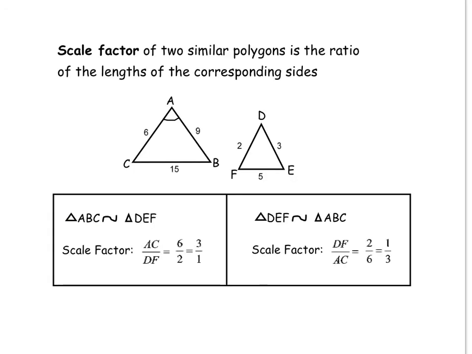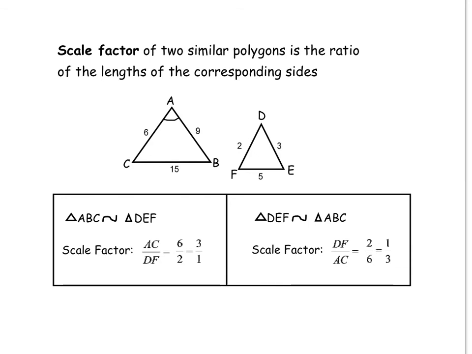Okay, scale factor we've already talked about is the ratio of the corresponding sides of similar figures. Okay, and again, the scale factor can go either way. You just got to make sure you're either going big to small or small to big. So we can see, like in this case right here, 15 and 5, these are the corresponding sides. So the scale factor of the big to little is 3 to 1. And the scale factor of going small to big would be 1 to 3.